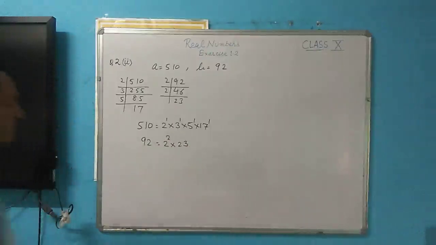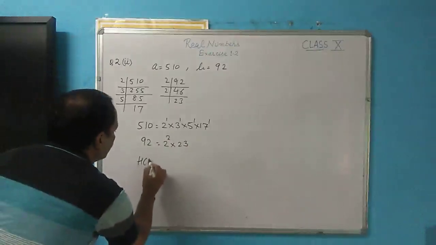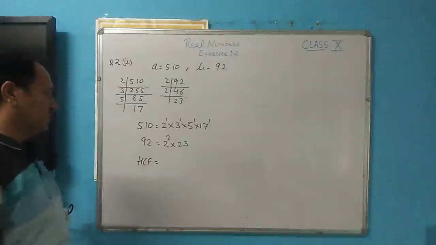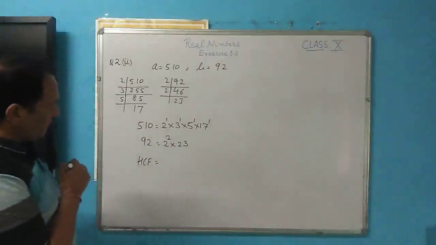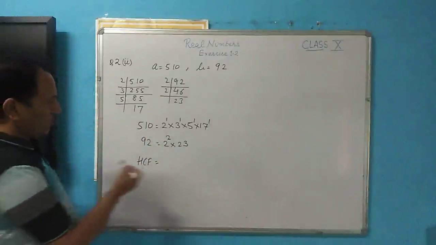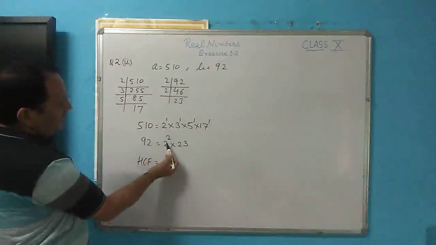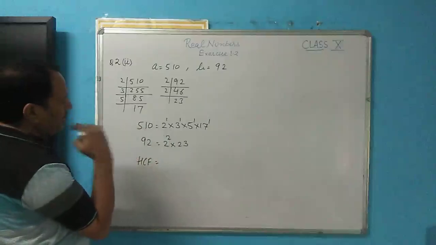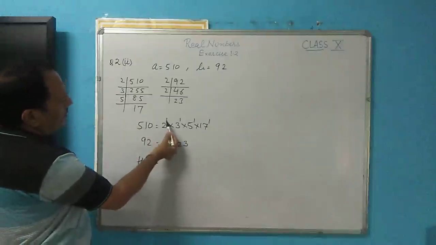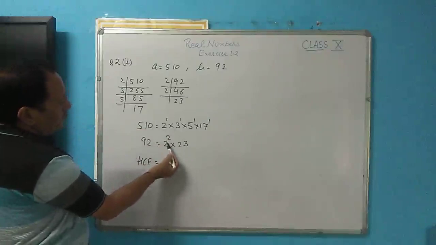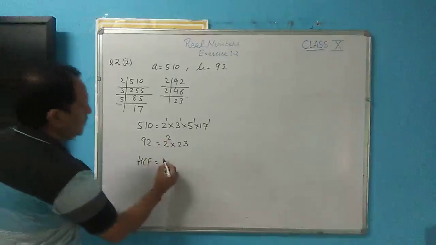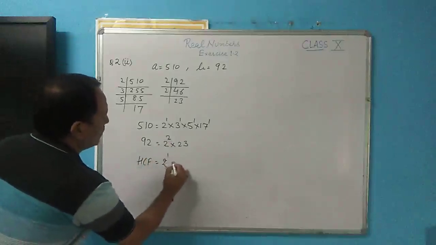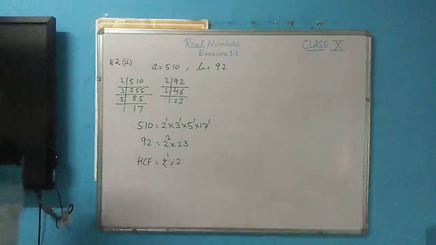First we will find the HCF. Now we find the common factors in the prime factors of 510 and 92. So 2 is the common factor. Now we will look at the powers. Here it is 2 power 1 and 2 power 2. While finding the HCF, we take the lowest power. So 2 power 1, so HCF is equal to 2.